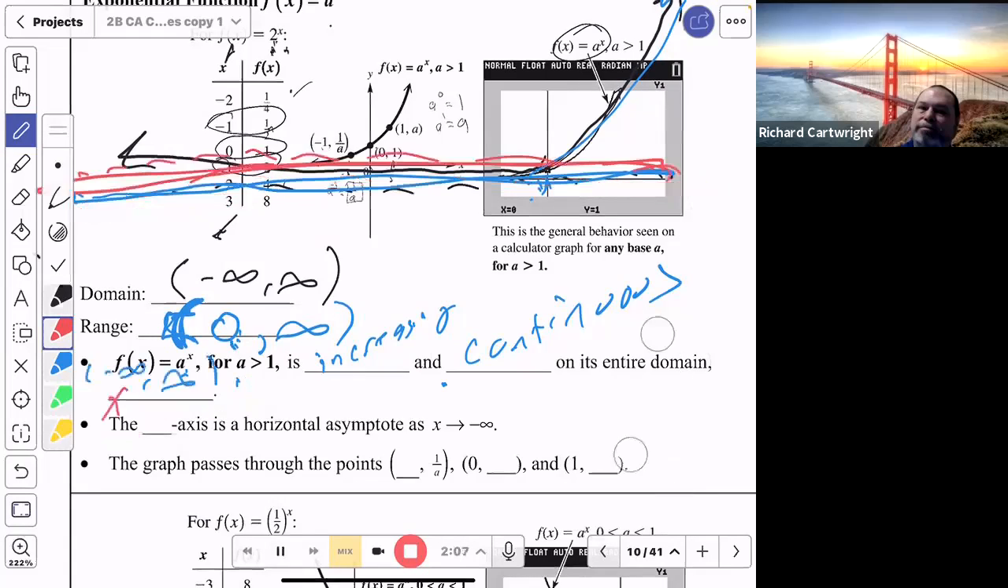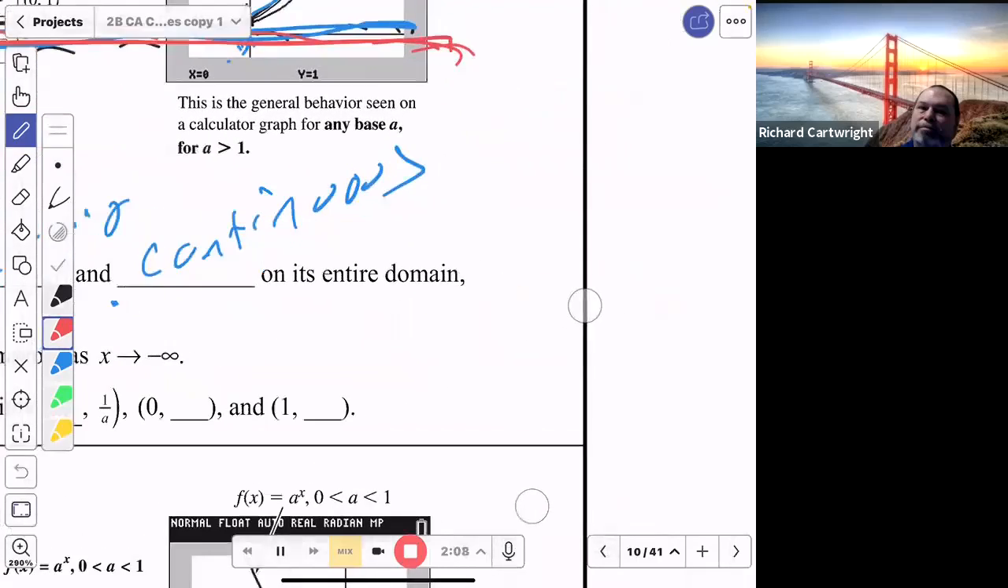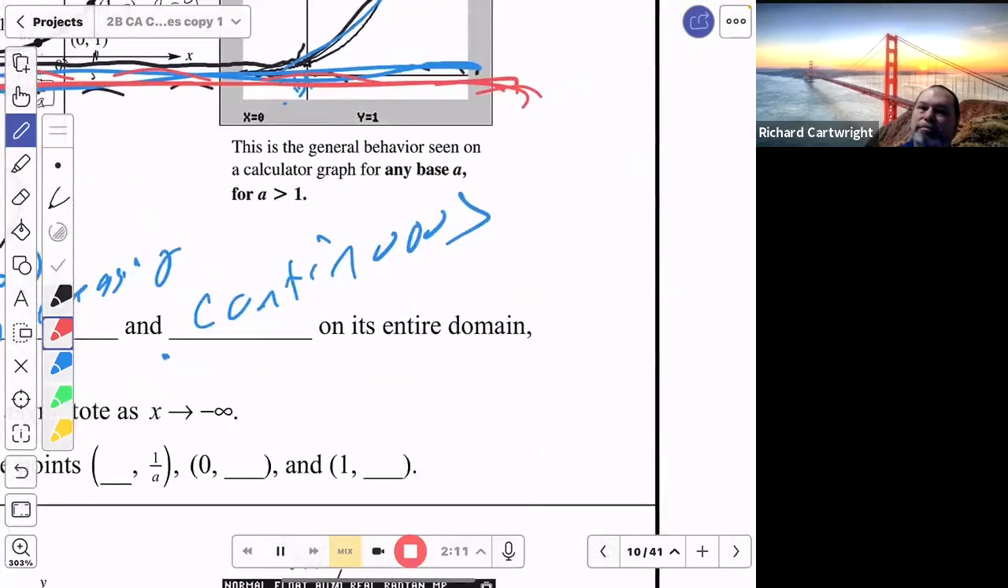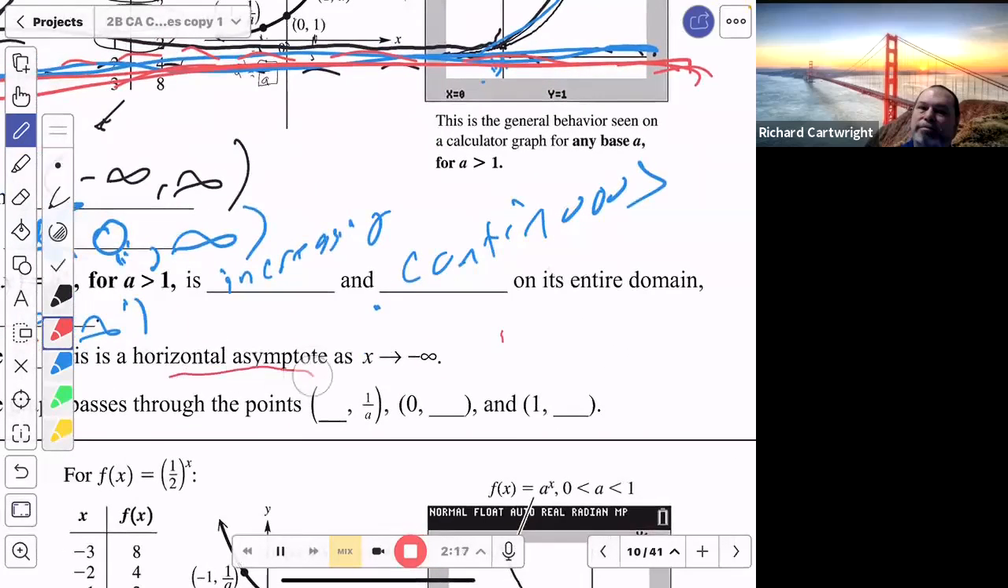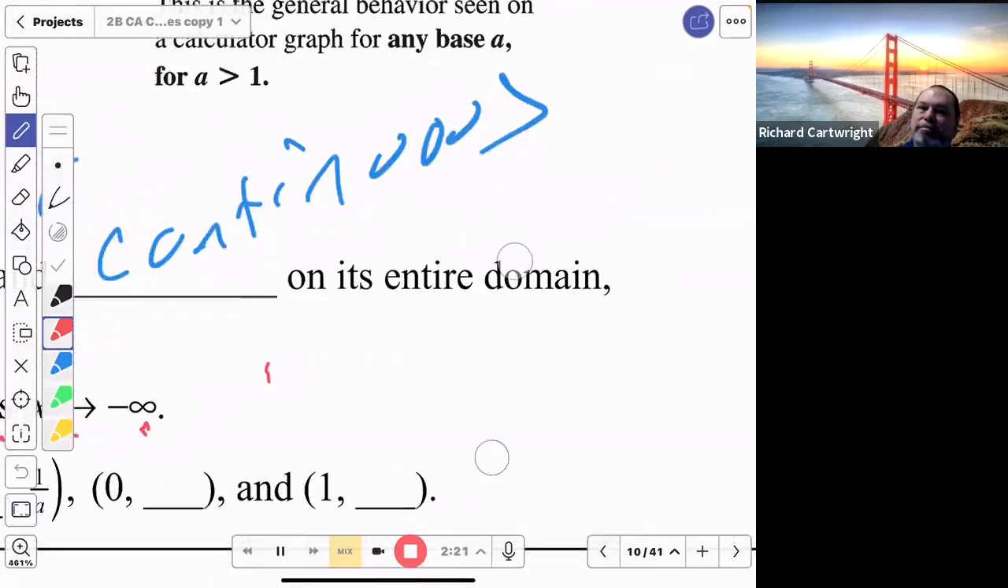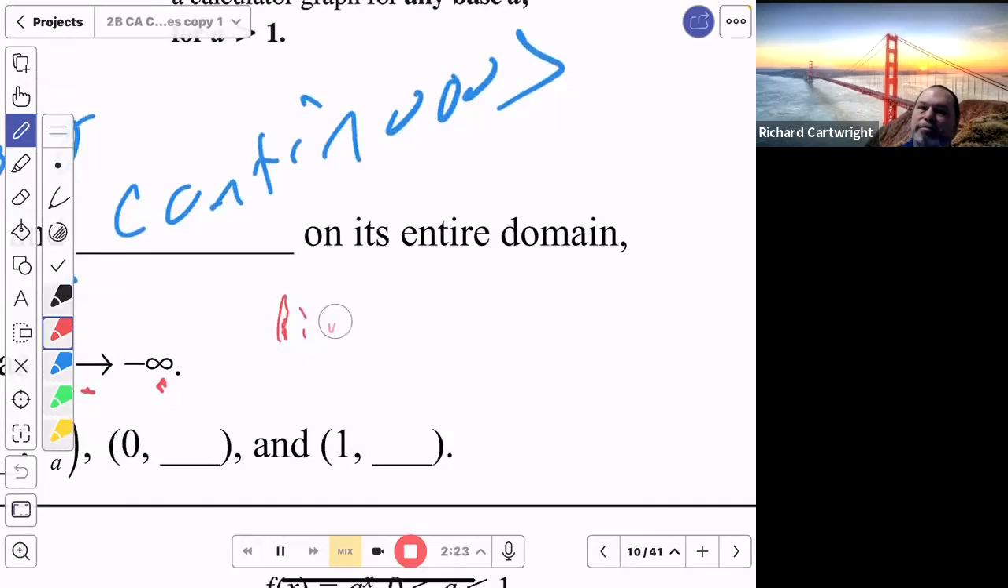And I'm going to give you a little preview of some calculus that we talk about. If you're talking about this function, he said right here it's a horizontal asymptote as x approaches negative infinity. So why don't I talk about what that means? That means the limit as x approaches negative infinity of a to the x, as long as a is greater than 1.